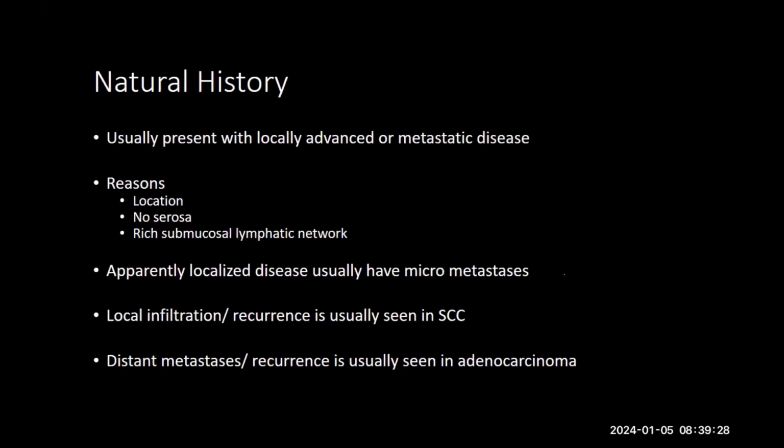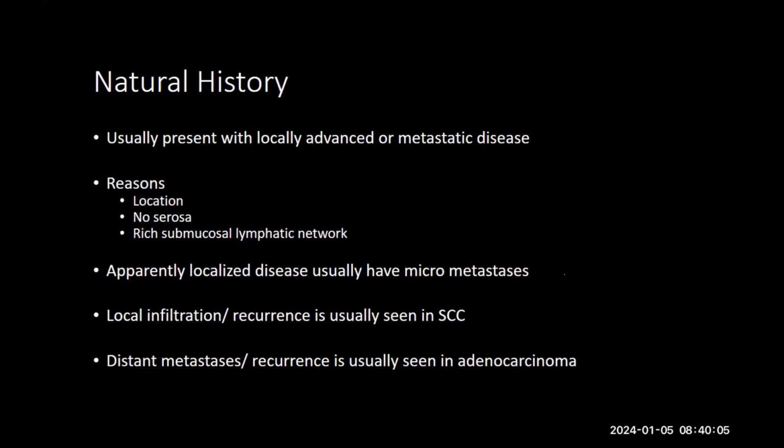So to understand the clinical presentation, we first have to understand a little bit about the natural history of squamous cell carcinoma. Both squamous and adeno usually present as a locally advanced or a metastatic disease. This is primarily because of anatomical reasons. The esophagus is in a hidden anatomy, and usually the symptoms won't appear until a locally advanced stage. The esophagus does not have a serosa, so the local invasion of tumors is more common, and it also has a rich submucosal lymphatic network which contributes to the spread of the disease.